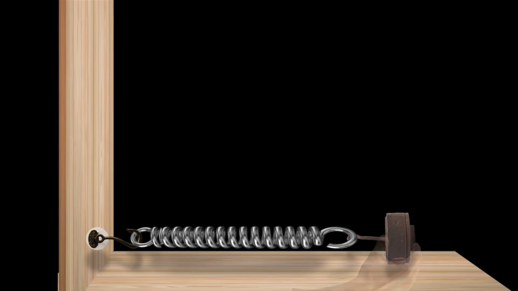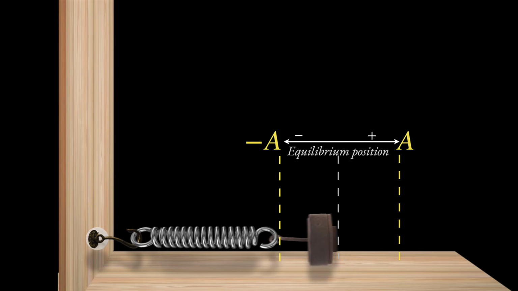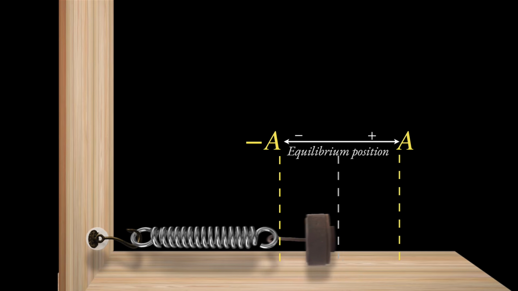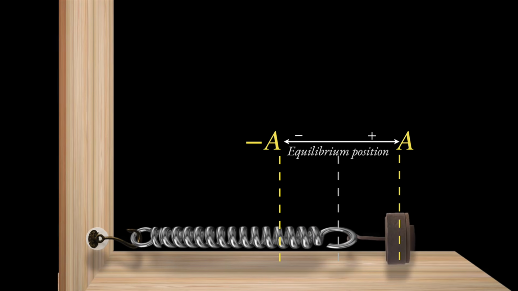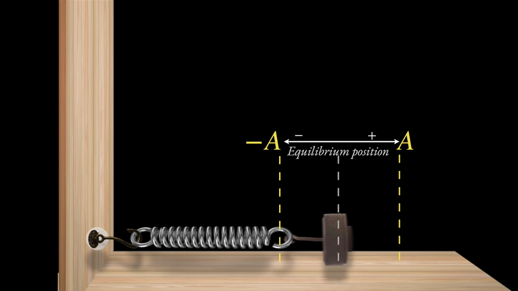If you stretch a spring and let it go, it'll start oscillating back and forth about the equilibrium position. Here A represents the amplitude. If there are no resistive forces like friction or air resistance or anything like that, then it'll just keep oscillating forever. In this video, we want to analyze the energy associated with this oscillation.